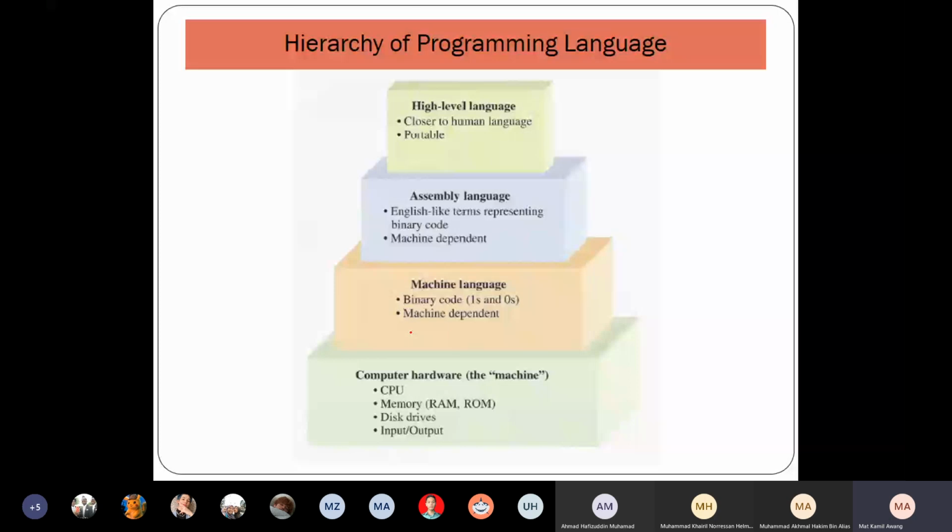Then down one lower level is assembly language. So English-like terms representing binary code. For example, MOV means move, or LOAD, load, or ADD, add. So it's also machine dependent. Some machines will not understand what MOV is because the programmer or the designer of that particular controller used MV maybe for the move.